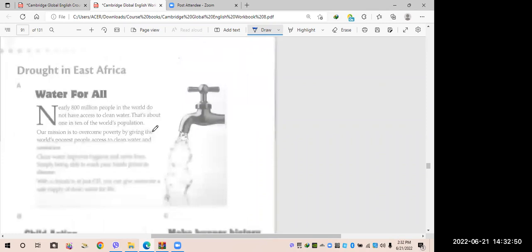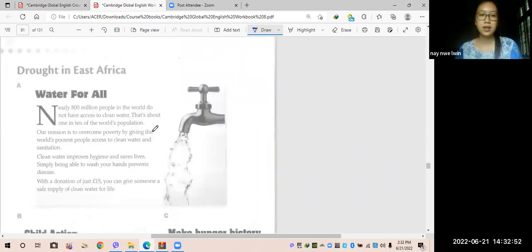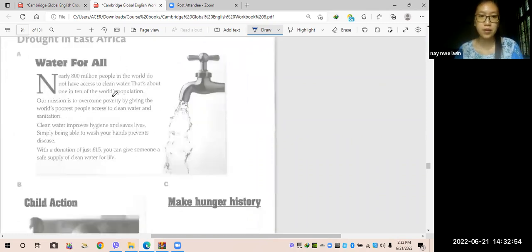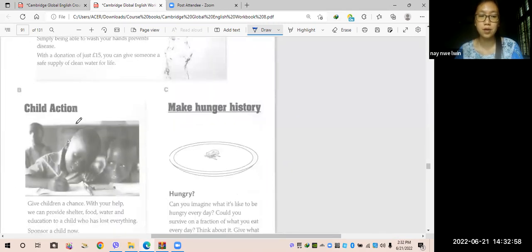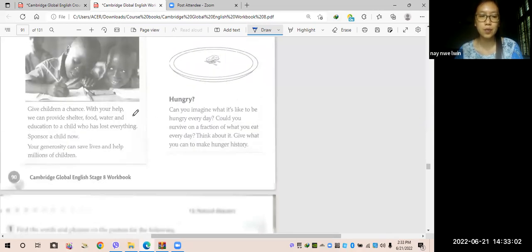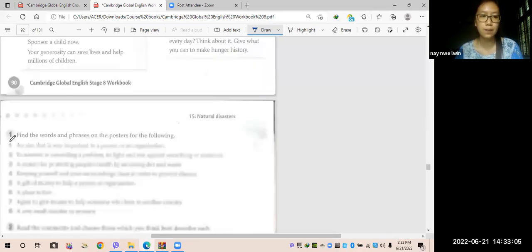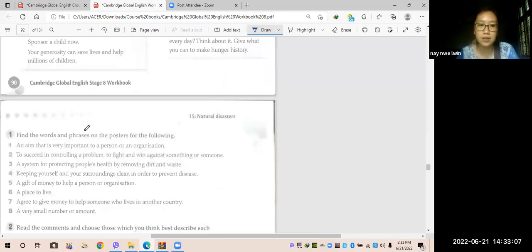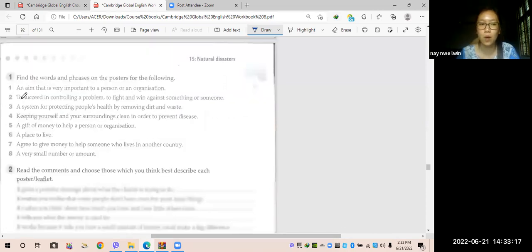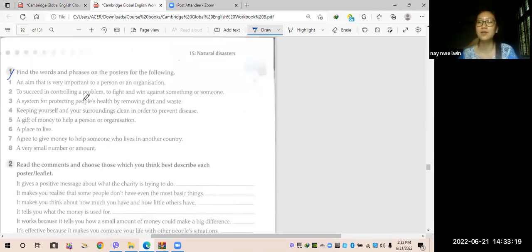Okay, then we'll move to reading. Droughts in East Africa. So there are 3 posters that you have to read: poster A, poster B, and poster C. So you have to read these posters and do number 1. Find the words and phrases on a poster for the following. The phrases have been given, so you have to find the words or phrases that have a similar meaning. Okay, so we'll do number 1 only. And after that, we'll check.